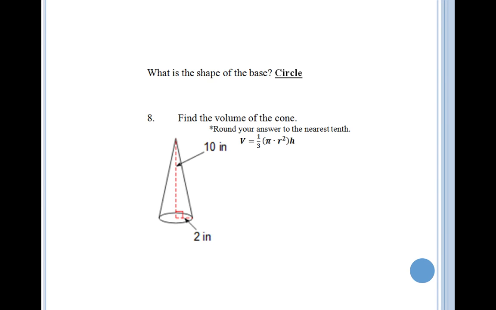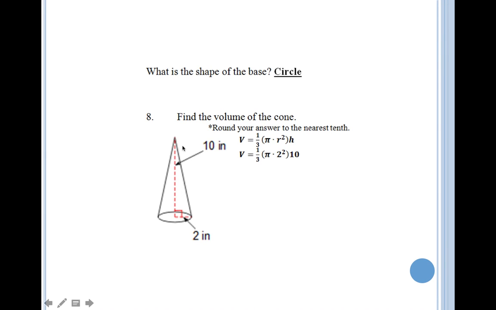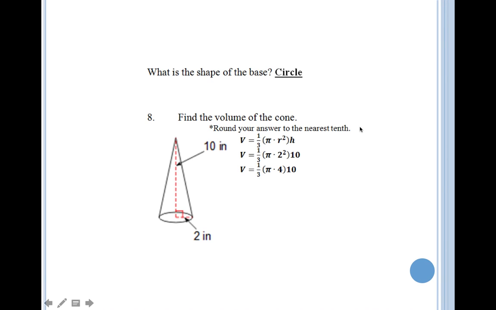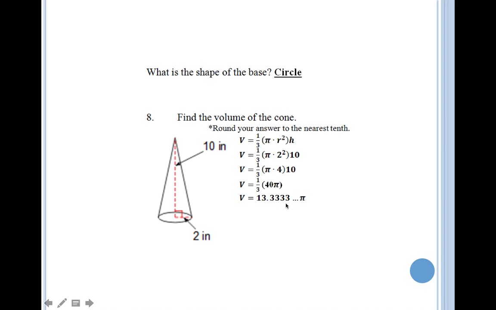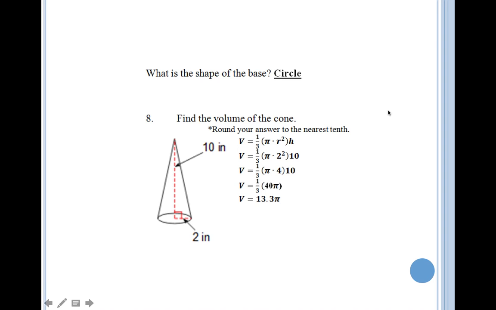All right, so you should have identified that this 2 down here is a radius. It goes from the center to the point on the circle. So that's 2, and the height is 10. When you plug it in, it looks something like this. I'm going to do 2 squared first, 2 times 2, that gives me 4. Then 4 times 10 gives me 40. Then 1/3 of 40, or 40 divided by 3, you get 13.3 repeating. And don't forget your pi. It wants me to round to the nearest tenth. I look at the tenths place, I look to the 3, and it tells me to stay the same. So it's really 13.3 pi. Inches, it's going to be inches cubed.